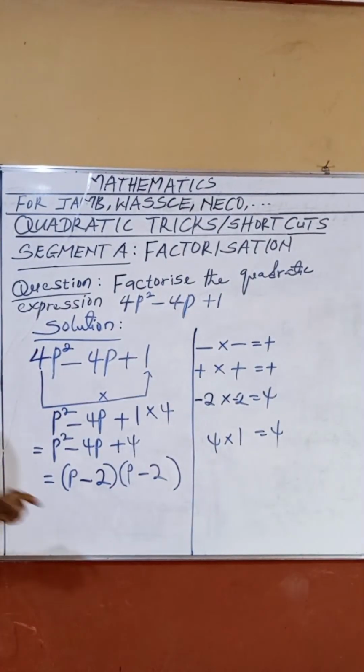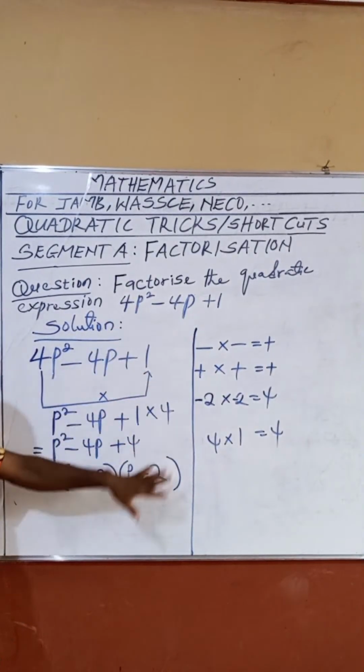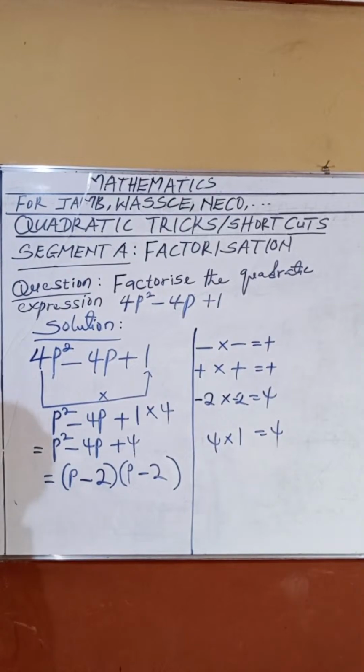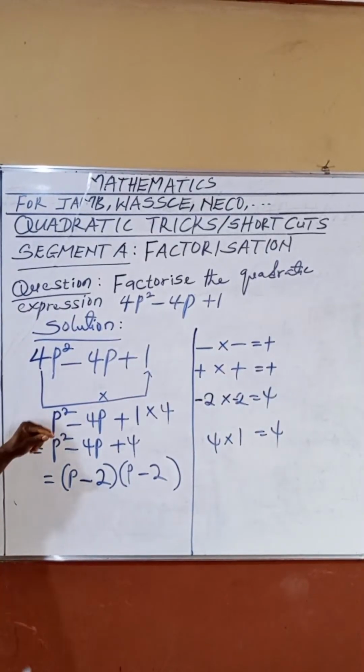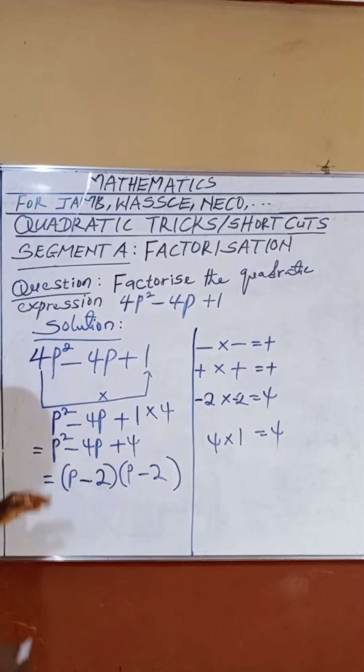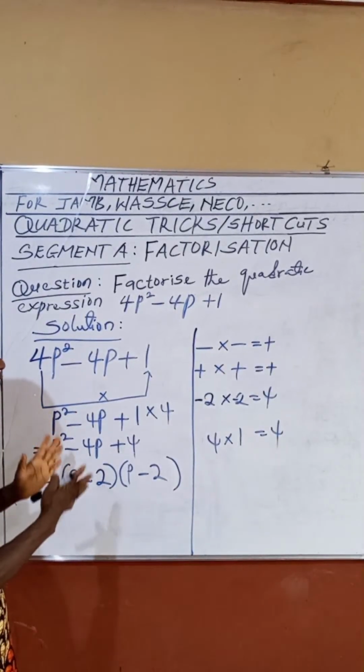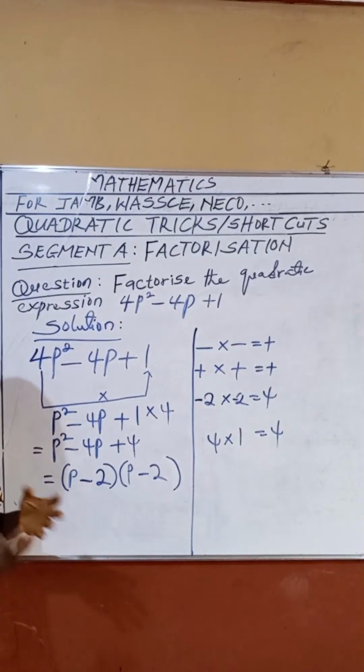Do you get it? So these are the factors. We are going to factorize this expression to this. So that is the first stage of factorization. Now we'll go to the second part of segment A, and that is difference of two squares. We need to learn how to factor difference of two squares. Some students find it difficult.